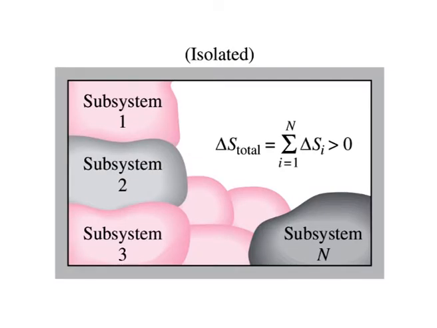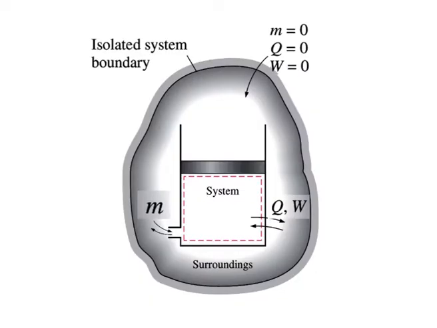Entropy is an extensive property, and thus the total entropy of a system is equal to the sum of the entropies of the parts of the system. An isolated system may consist of any number of subsystems. A system and its surroundings, for example, constitute an isolated system since both can be enclosed by a sufficiently large arbitrary boundary across which there is no heat, work, or mass transfer.